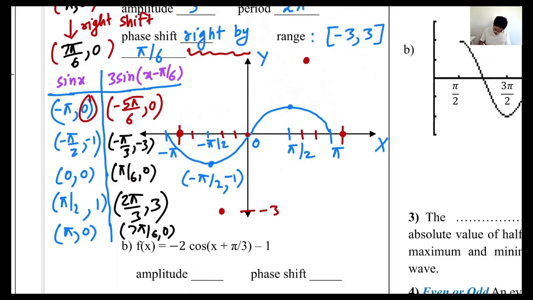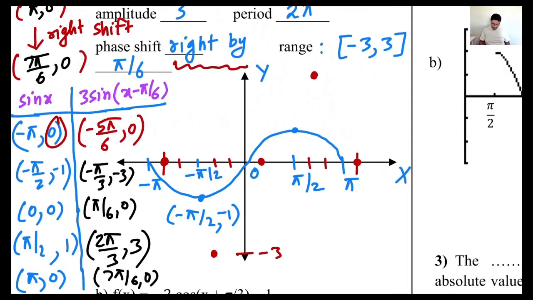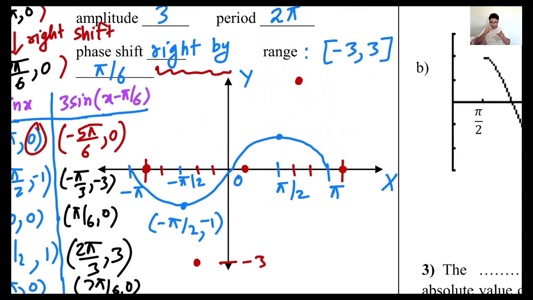I think we didn't label one of the points. We missed it. I'm going to show it now. It was here. Pi over 6, 0. Okay. So now you focus on the red dots. Those are your 5 key points on that graph.